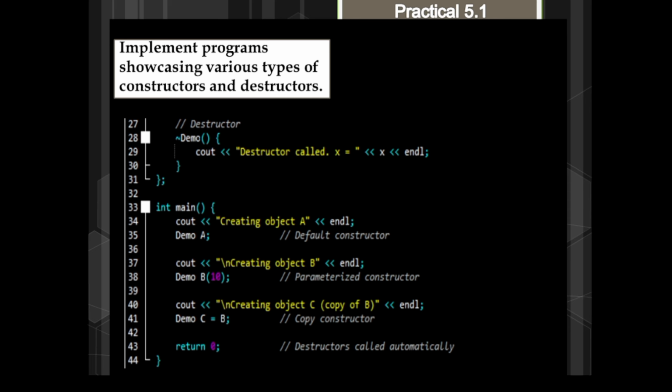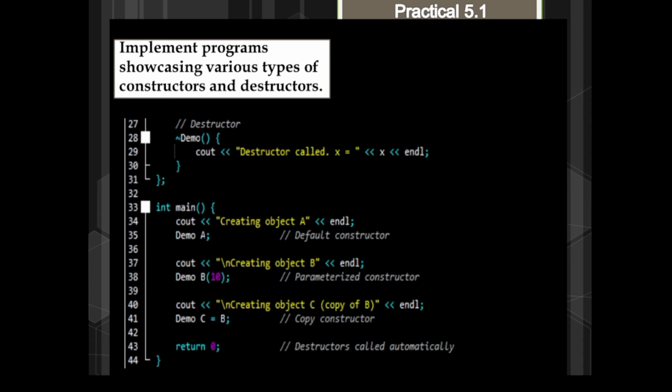We are in int main(). cout << "Creating object A" << endl; Demo a; int main is where the execution starts. cout helps me to display, and it creates an object A over here. Next, we have cout << "Creating object B", which creates object B, calling the parameterized constructor, and the output would be x = 10.